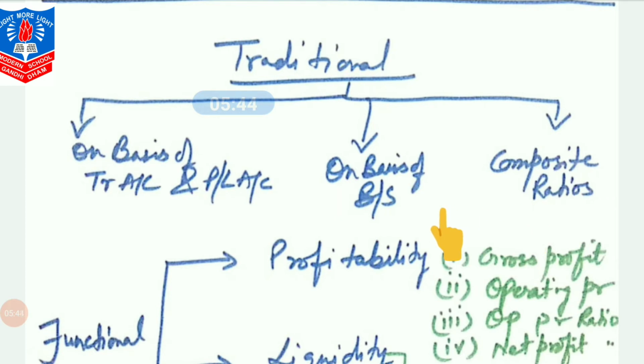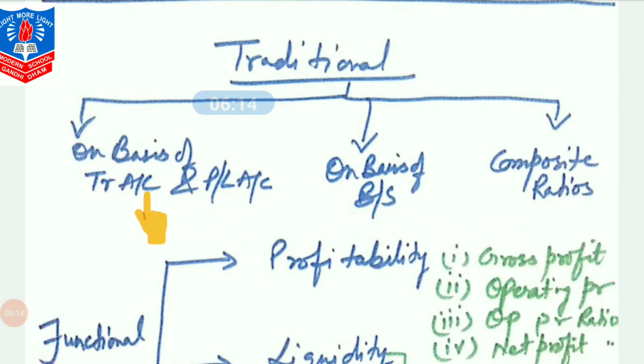Here it is very clear. Some ratios use only trading and P&L information. They are known as ratios on the basis of the statement. When we do the formulas, we will get more idea. And the third category in traditional is composite ratios, which use the information from both trading P&L as well as balance sheet. See, NP ratio: net profit upon sales into 100.